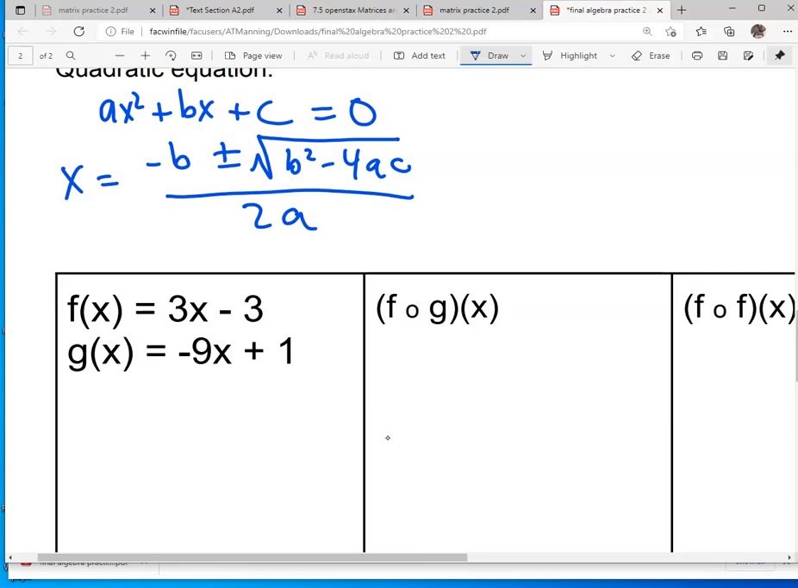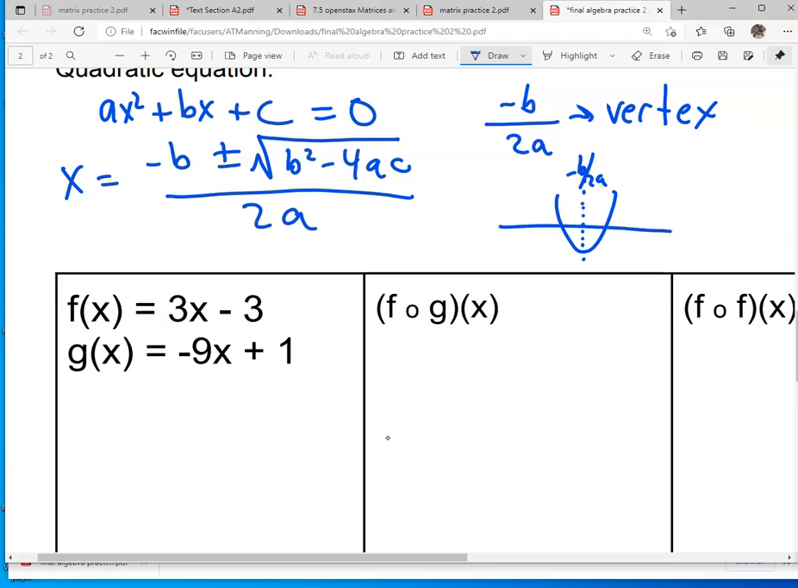And while we're here, remember, negative b over 2a is the vertex. It's going to look like a parabola of some sort. The vertex is that center point, negative b over 2a. That's going to be that x value somewhere in the graph. I know that that's my vertex. Where it crosses, that's my solutions, where the parabola crosses the x-axis.